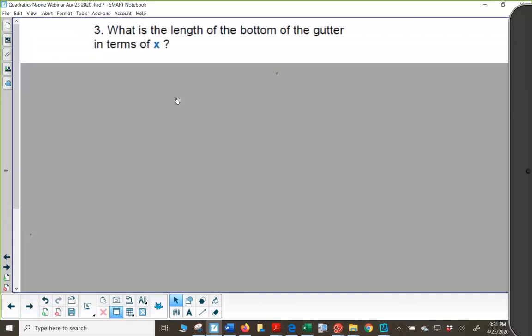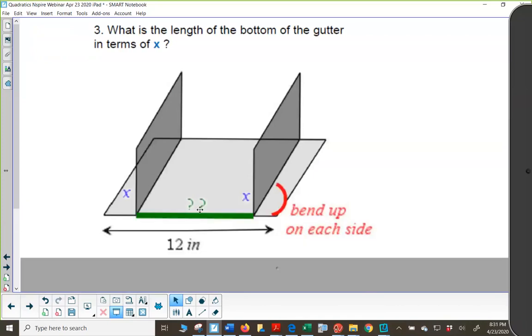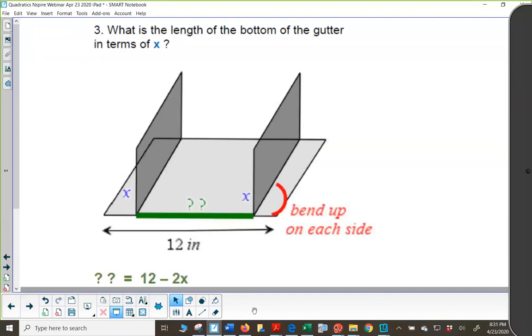All right, what is the length of the bottom of the gutter in terms of X? So that double green line there, or double green question marks, how long will that be? And again, this is probably the key part to the problem, that and the next part. And of course, it's 12 minus those two X's that we cut off, that we bent up.